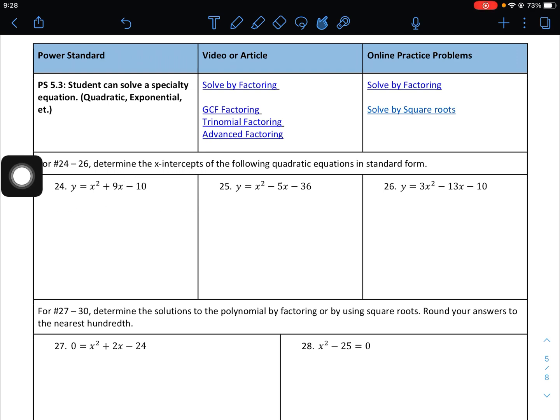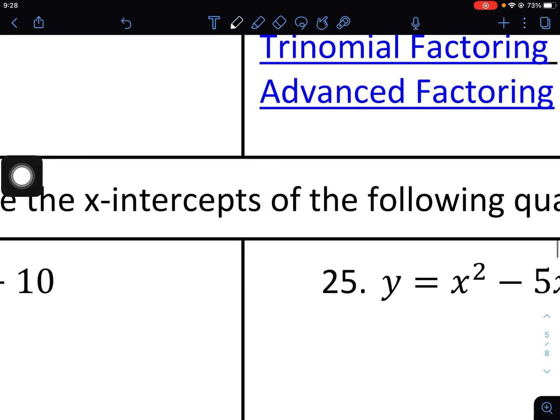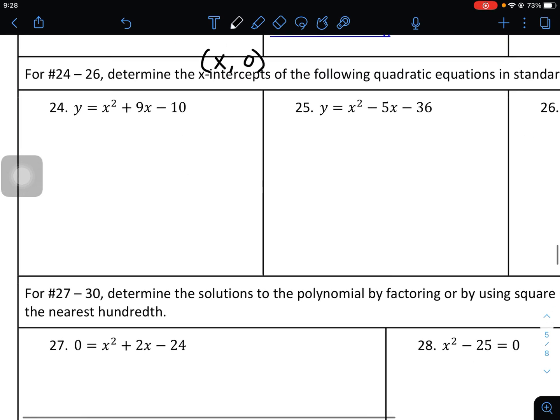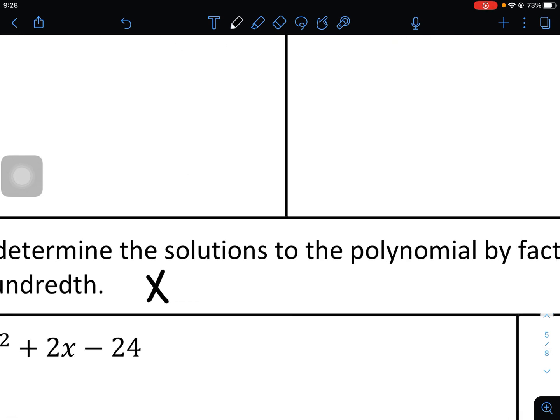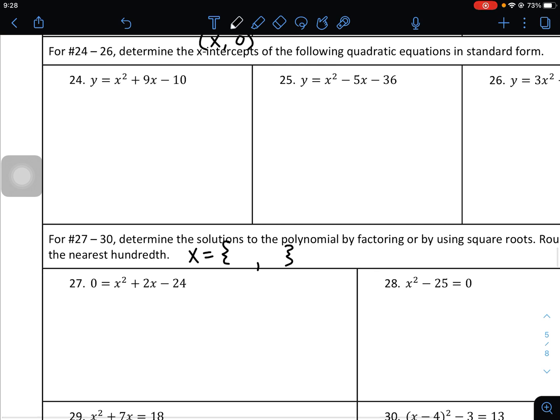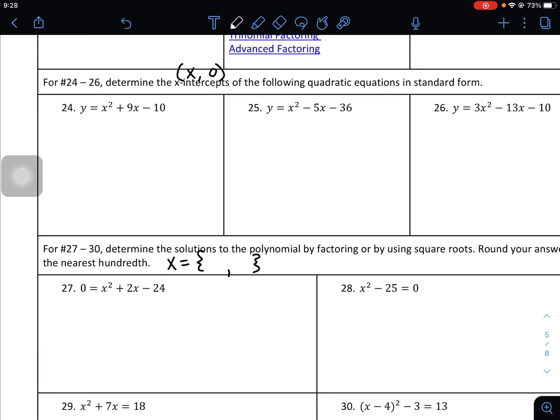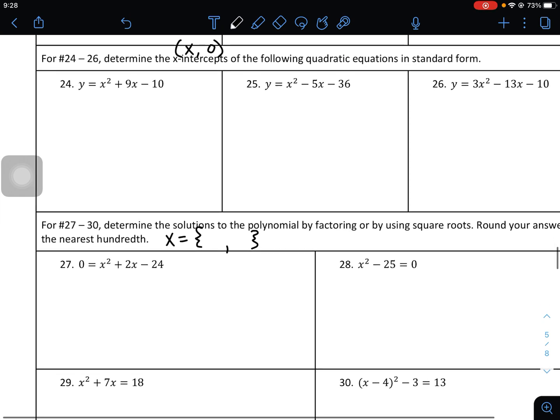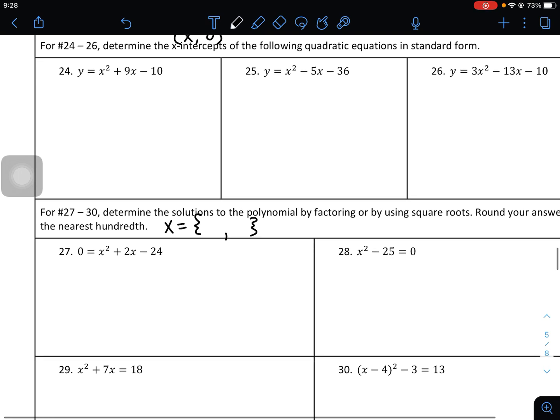Remember that for x-intercepts, we're going to write ordered pairs, x comma 0. The y value is equal to 0. Solutions are the exact same situation. You're just going to write your answer a little bit differently, where you write your answer as x equals a set of two numbers. So let's start with one here that we have in standard form.